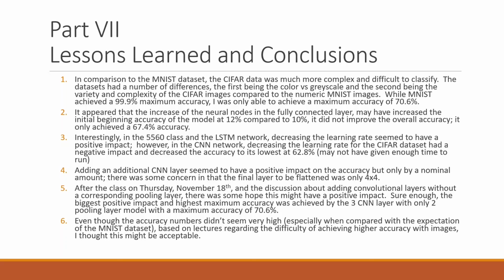The fourth observation was that the additional convolutional and pooling layer had only a nominal impact on performance, but that, as indicated in number 5, the addition of the convolutional layer without reducing size by not adding a third pooling layer was a positive result. The sixth and final observation or lesson learned is that even though the accuracy numbers weren't impressive at first glance, based on the complexity of the data and the understanding of neural networks, it is likely that the accuracy of 70% could be acceptable and useful for the classification of the images in the CIFAR-10 dataset.